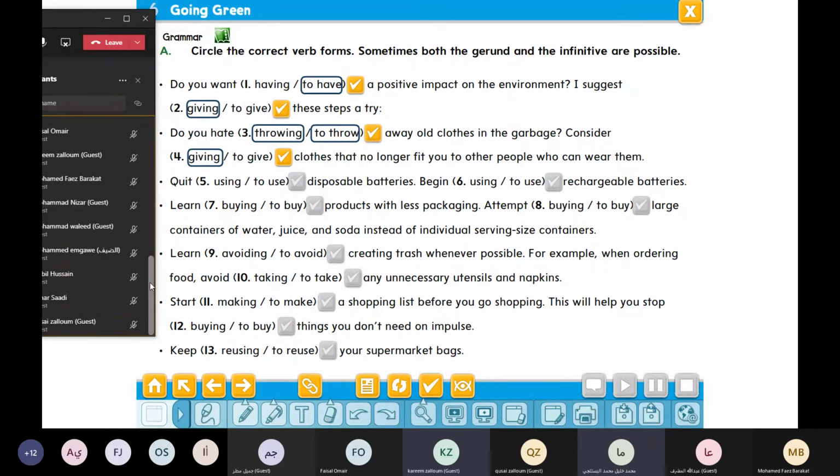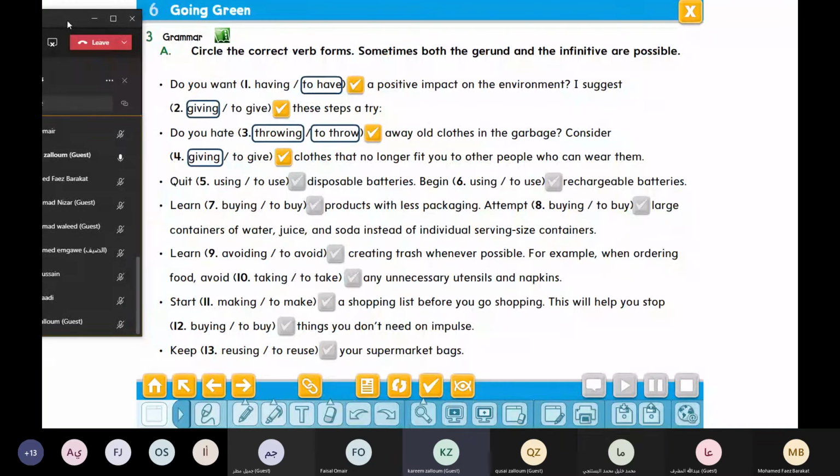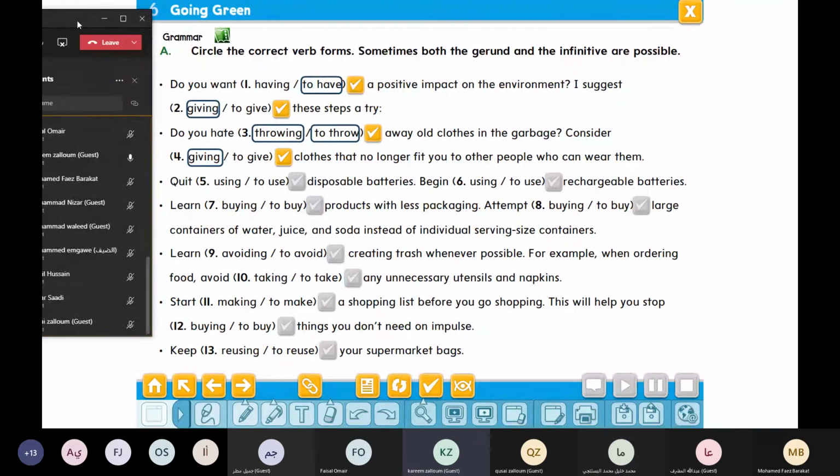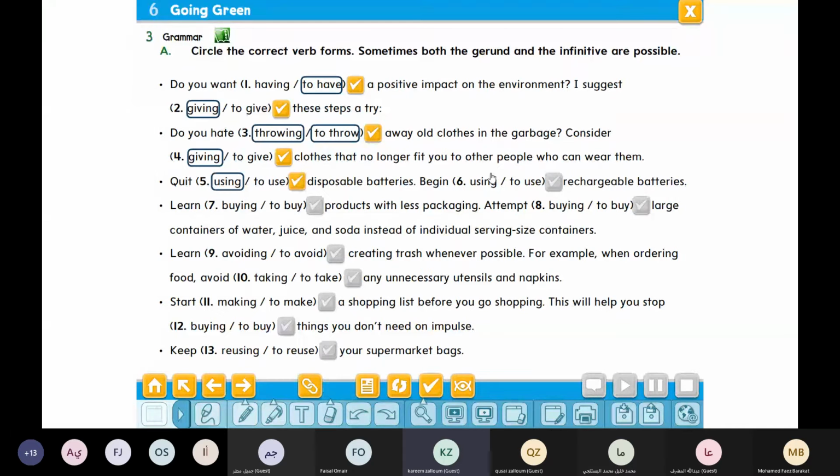Read the next. Quit using or to use disposable batteries. Good. Begin using or to use rechargeable batteries. Good. Quit using. Good. Begin to use. And also using. To use.